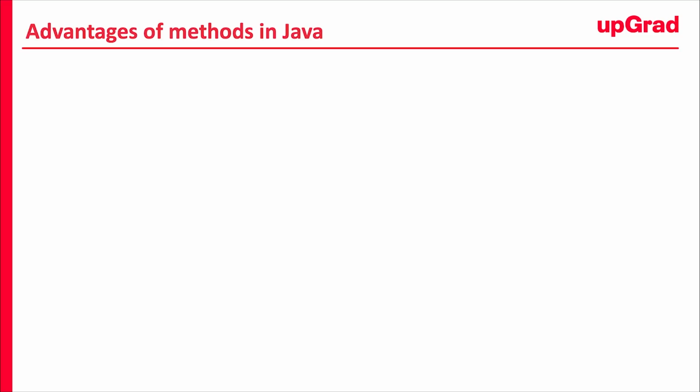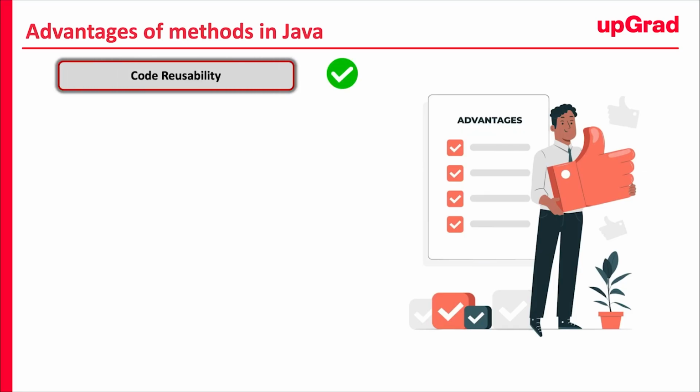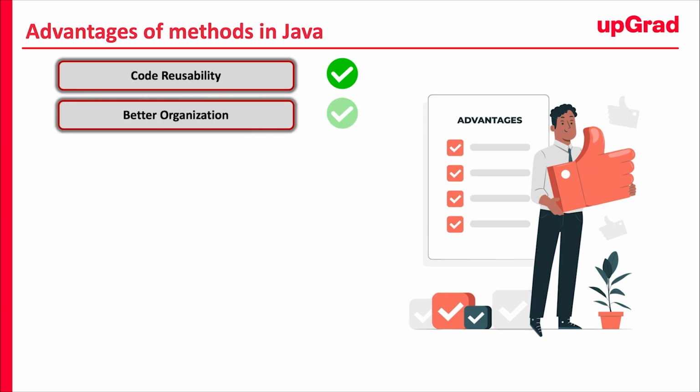Alright, so now let's have a look at some of the advantages of methods in Java. Let's start with the first one, which is code reusability. Now you can write a method once and use it multiple times. This reduces the need to repeat the code. Second advantage is better organization. Methods help to break your program into smaller manageable parts. Each method can handle a specific task, making the code easier to understand.